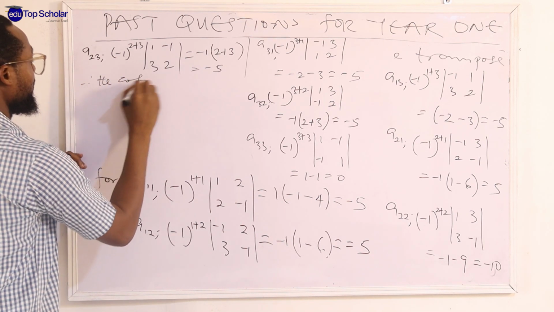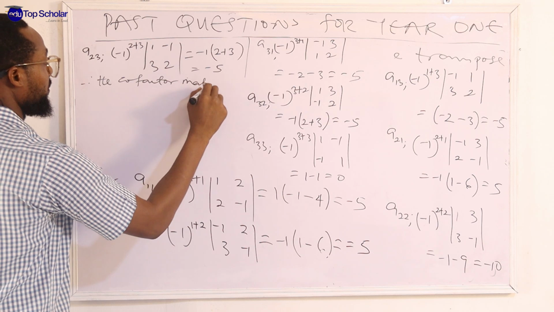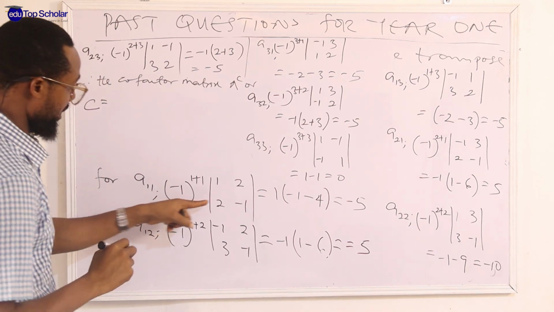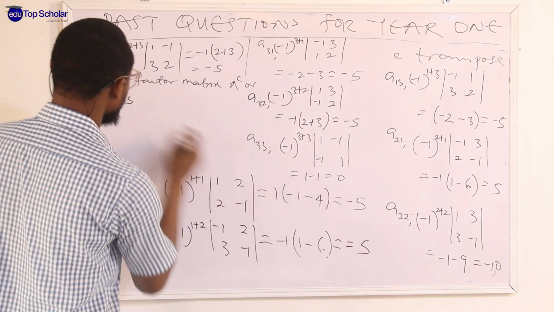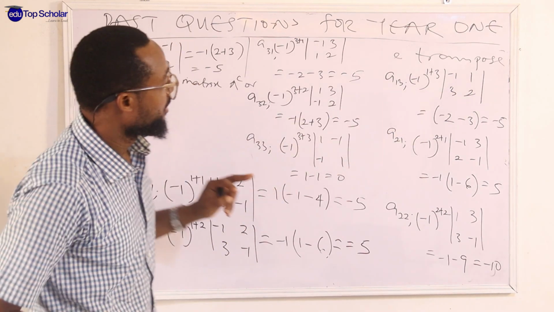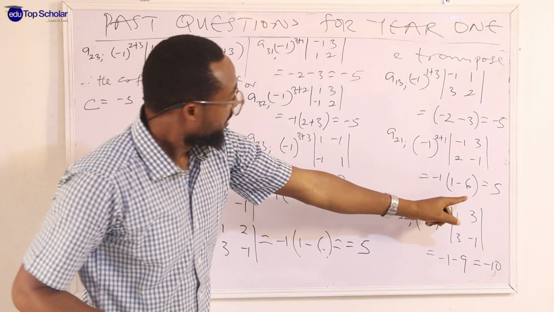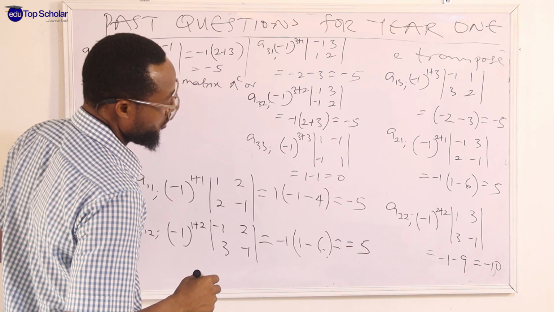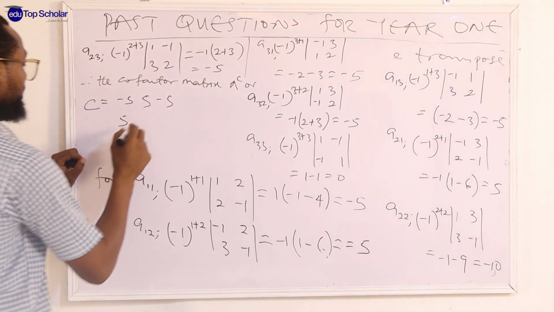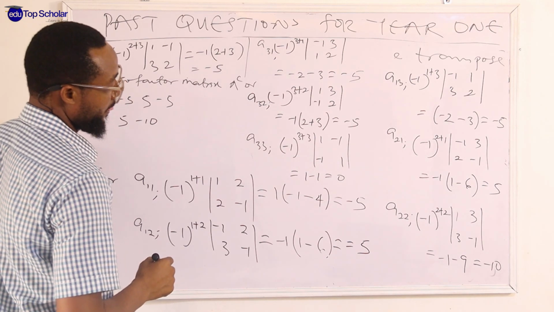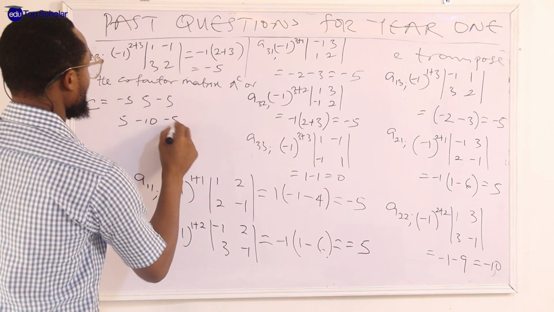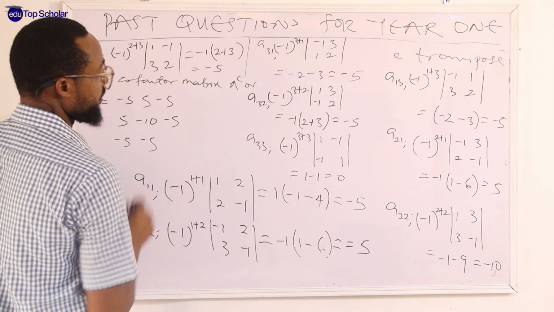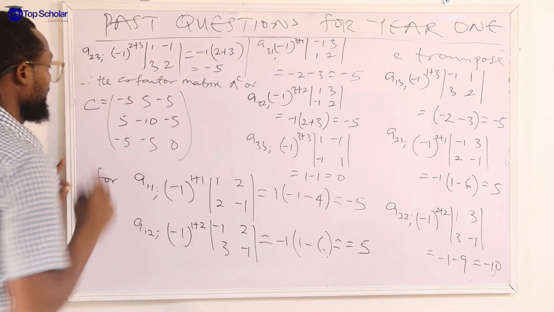Therefore, the cofactor matrix A raised to power C is equal to, my A11 now is minus 5, A12 is 5, A13 is minus 5 also, A21 is 5, A22 is minus 10, then A23 is minus 5, A31 is minus 5, A32 is minus 5, A33 is 0. This will be the cofactor matrix.